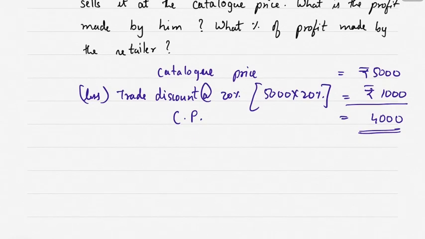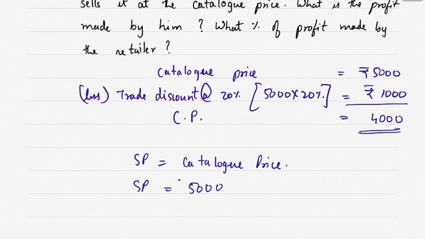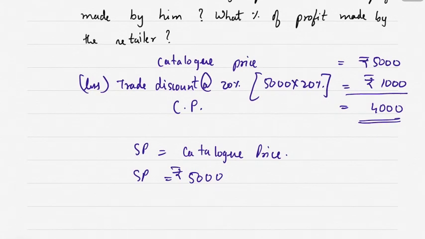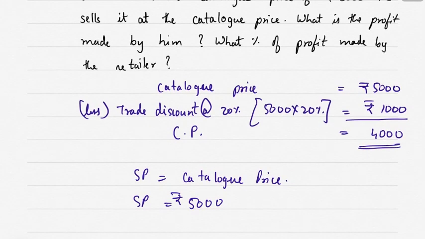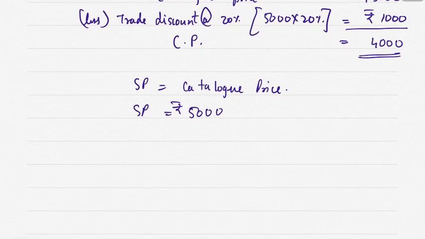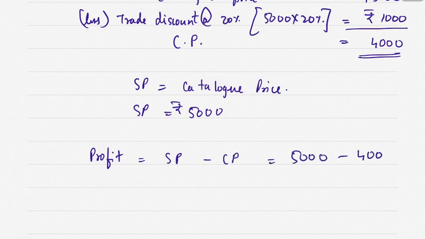And he sells it at the catalog price. That means selling price is equal to catalog price, that means selling price is equal to 5,000. Cost price is 4,000, selling price is 5,000. What is the profit made by him? So profit is equal to selling price minus cost price, which is 5,000 minus 4,000, which is rupees 1,000.